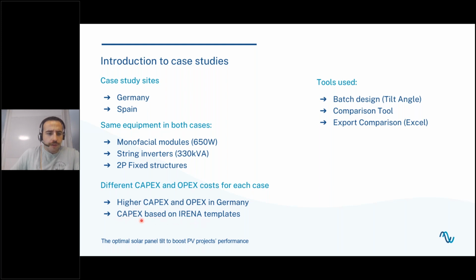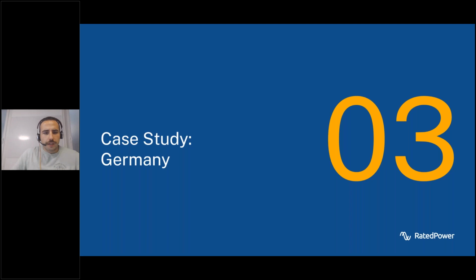And in both cases, the capex will be based on Arena templates, and for the opex we have two parts: one based on the peak power that we'll see now, and another fixed opex based on the land cost. Okay, this second opex is really important for the analysis. And as I already told you, we will be using these tools here: batch, design, comparison tool, and export. So let's start with Germany.